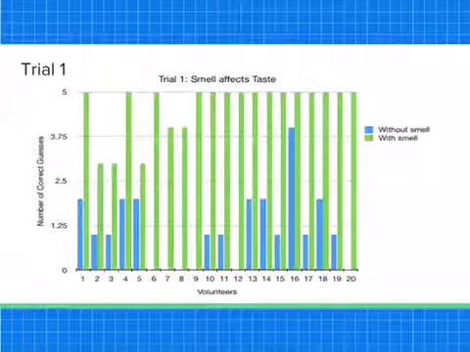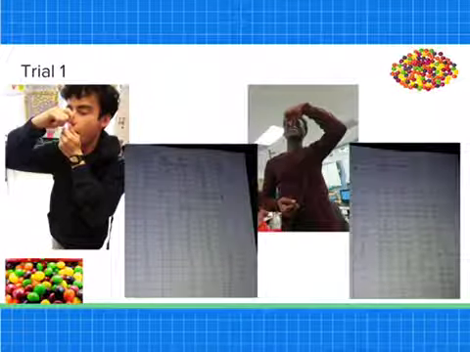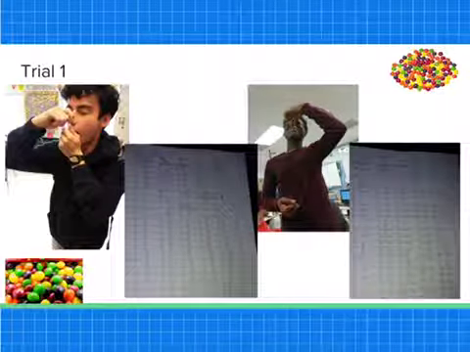In the graph, the green bars represent the ability to smell, while the blue bars represent the absence of smell. You can see in the first trial that over half of the volunteers with smell present had all correct guesses. On the other hand, take away the sense of smell, and none of the volunteers could guess all the flavors correctly. Here you see 2 volunteers closing their eyes, holding their nose, and tasting the Skittle. And you also see the data tables from the first trial of one open nose and another closed nose.